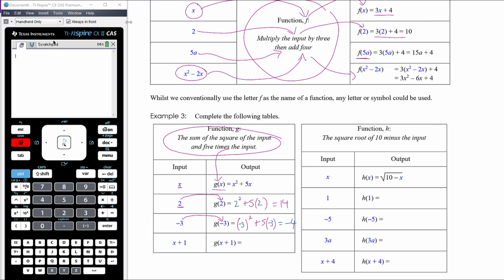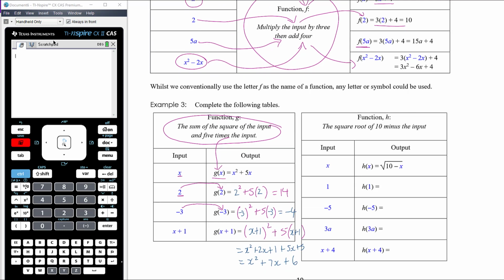Again, x plus 1 is my input. We put that into the rule for g. We do g to that piece of input, which means we square it and then we add it to 5 times that thing. So again, we're going to have something squared plus 5 times something, and in this case, that something is x plus 1. Then obviously we can expand that out and tidy it up. x plus 1 all squared is x squared plus 2x plus 1. Expanding the other bracket, 5 times x plus 1 is 5x plus 5. And so we've got x squared plus 7x plus 6.